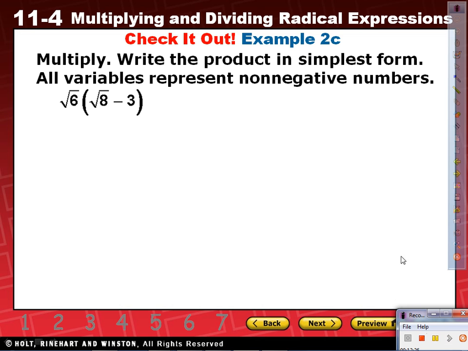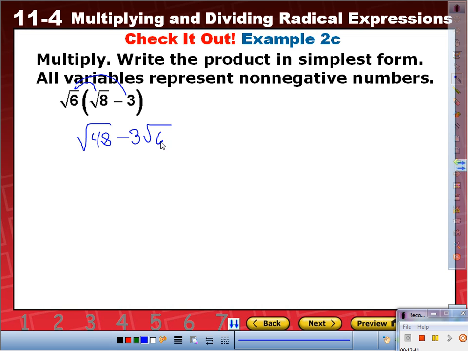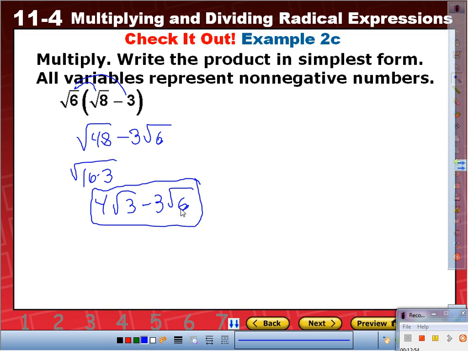You should have already finished this one. Here goes the process. So distribute this and this. So this becomes square root of 48 minus 3 square root of 6. This could be simplified, square root of 16 times 3. This becomes 4 square root of 3 minus 3 square root of 6. There it is. We cannot simplify anymore.